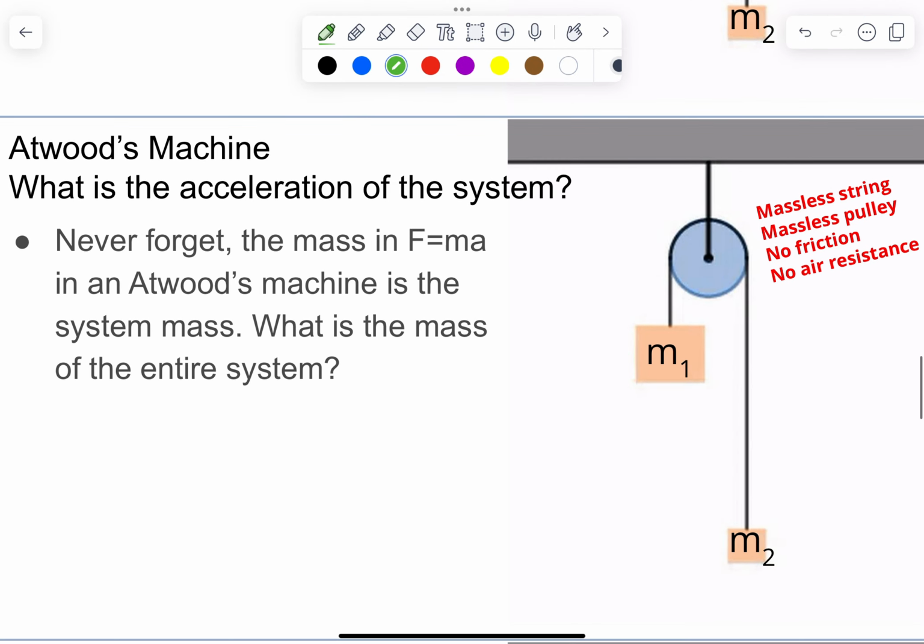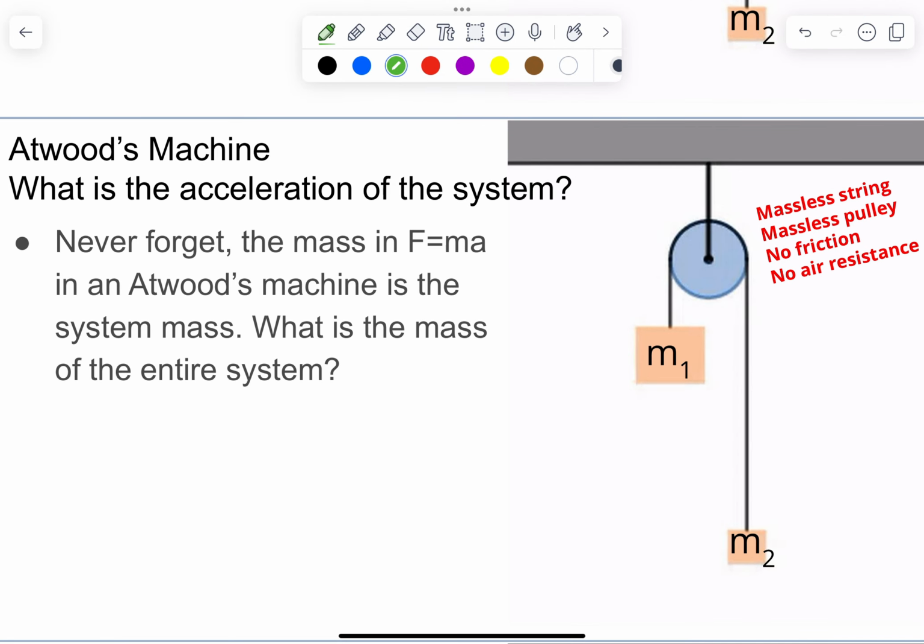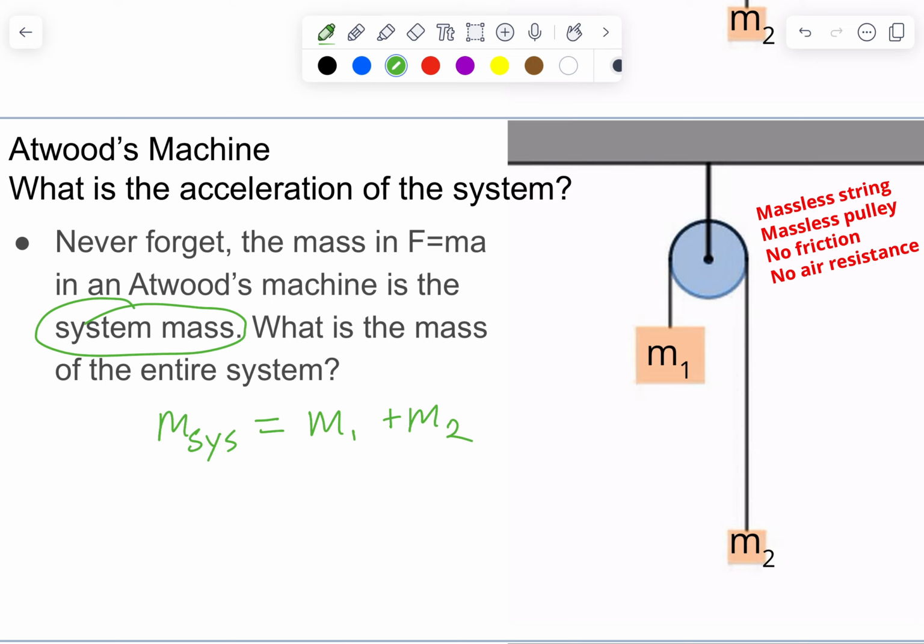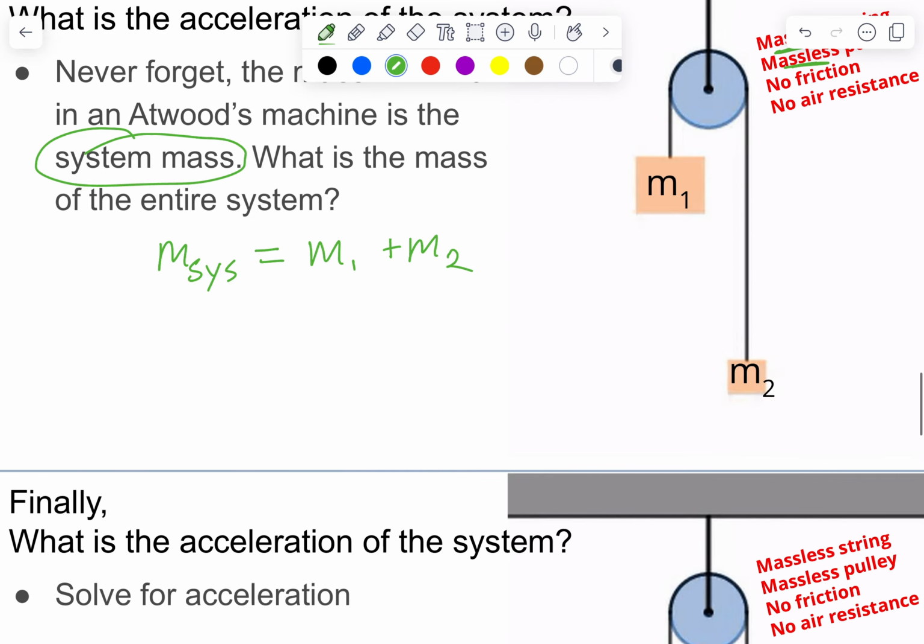Now, never forget the mass in F equals ma in an Atwood's machine is the system mass. Ooh, that's helpful to know. What is the mass of the entire system? Well, the mass of the system, I usually just write that as msys, is going to be equal to m1 plus m2. Those are the objects that are being accelerated. Sure, there's a pulley. Sure, there's a roof. Sure, there's a string. I'm not worried about those because I have a massless string and a massless pulley. I'm just going to say m1 plus m2.